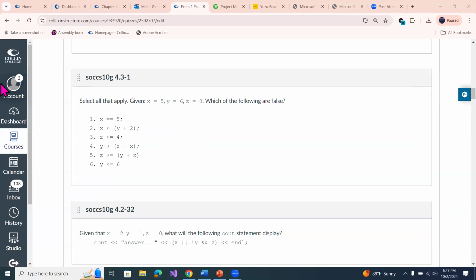Okay. So let's take a look at this one. It says, select all that apply, given X equals 5, Y equals 6, Z equals 8. Which of the following are false? Okay, so X is a 5. So we're going to put a 5 here. So is 5 equal to 5? That's true. Here we're going to put 5 for X. Y is going to have a 6. 6 plus 2 is 8. Is 5 less than 8? That's true. Z is 8. Is 8 less than or equal to 4? That's false. 8 is bigger.